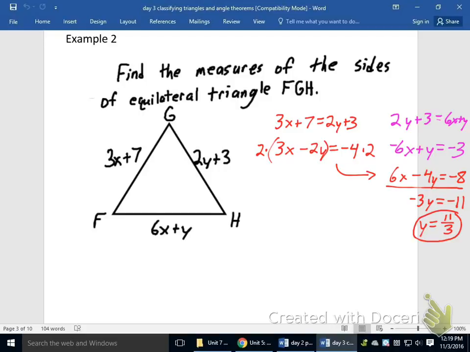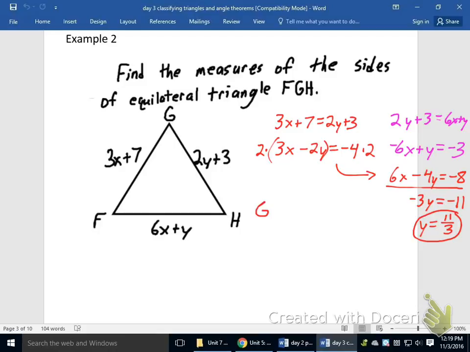Alright, now that I've gotten y, some people are actually tempted to go back and find an x through here. And in fact, you don't need to do that. It said it wanted the measures of the three sides. So what I'm personally going to do is I'm going to take this y value I just found, throw it in here. When I find the measure of GH then, I would actually have the measure of all three sides. Save yourself some work, you know.